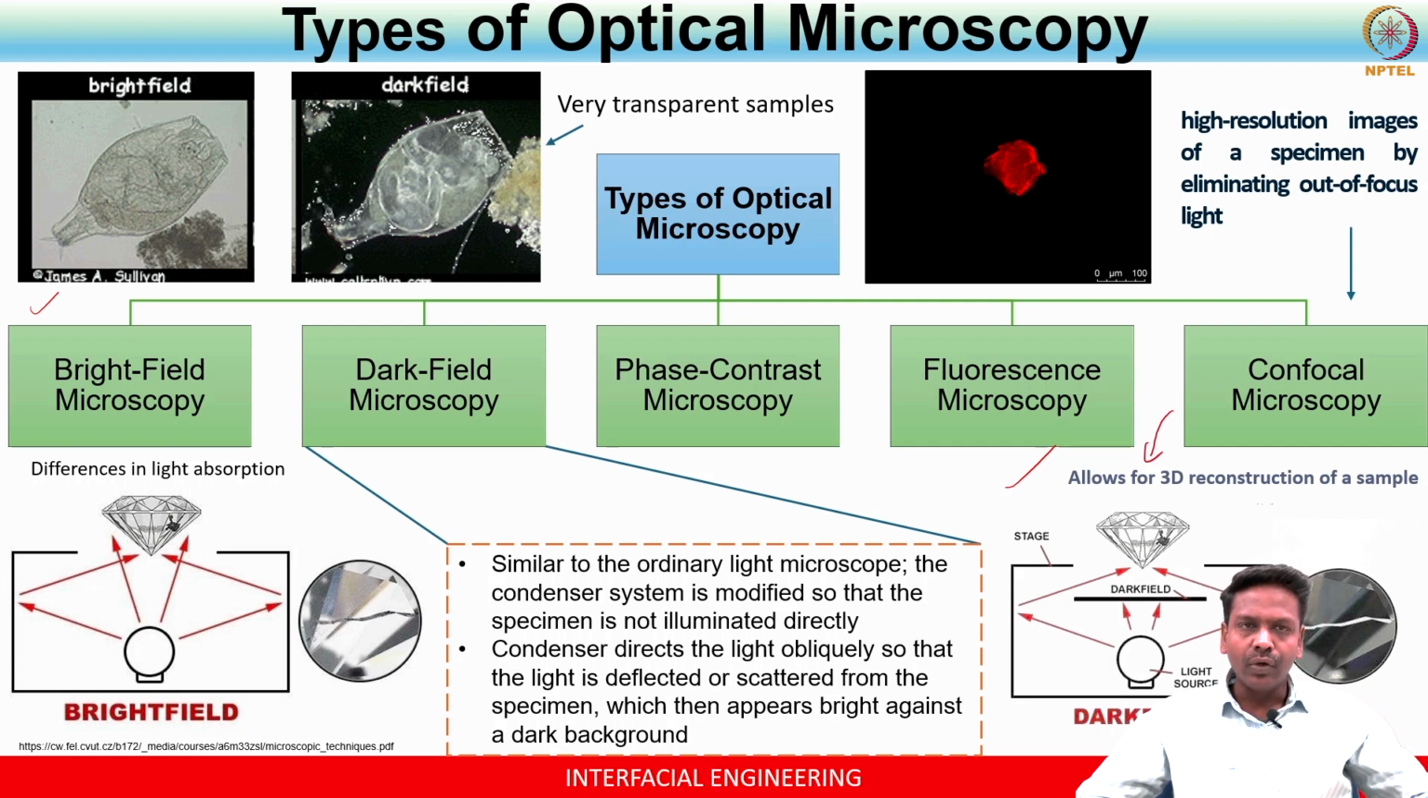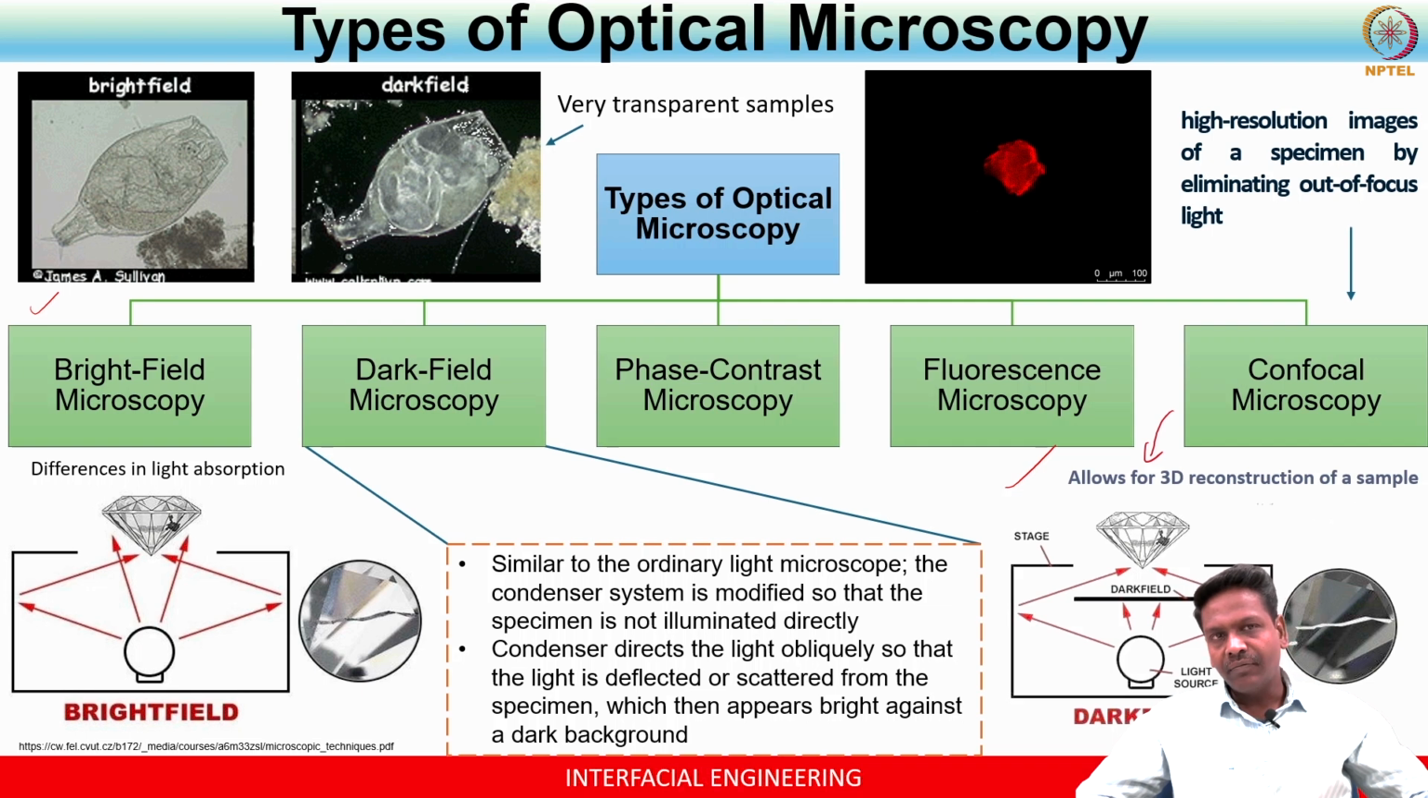Because all the light transmitted from the sample is not collected, the background here will look very dark, whereas the specimen will appear bright. This is because of this feature.